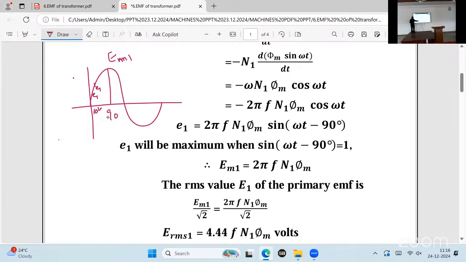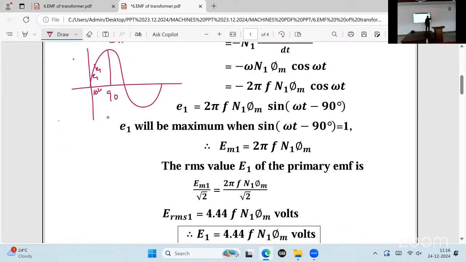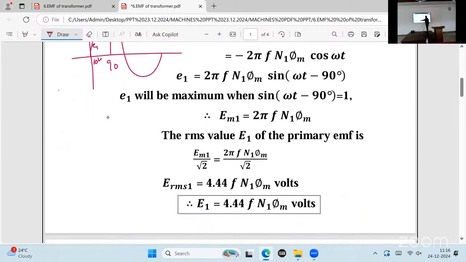Now I want to convert into RMS values. AC means RMS values. Remember that. We have to convert, that is confirmed. To convert to RMS value, divide throughout by root 2. What is E max by root 2? This is called E RMS 1. Dividing throughout by root 2.